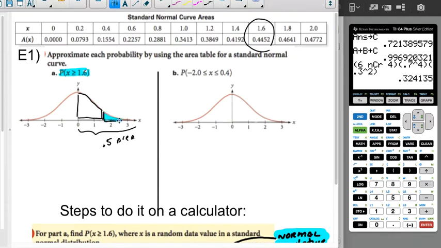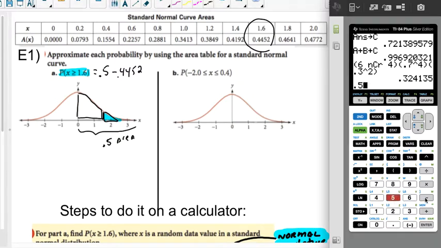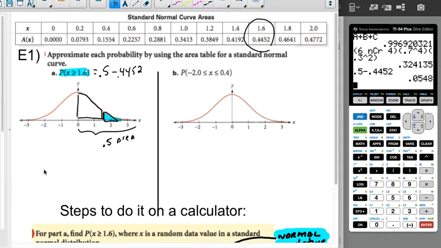So the area that I want must be the 0.5 that exists on this entire side of the graph, minus the 0.4452 that's being used up by this white space here that's up on the table. So if I do 0.5 minus 0.4452, I'm going to get that this probability is approximately 0.0548, or 5.48% if you want to write it as a percentage.